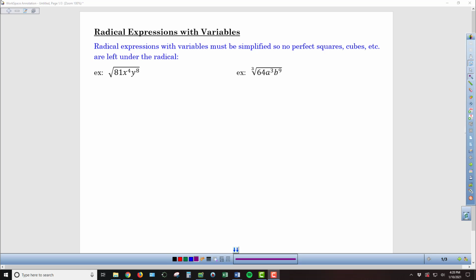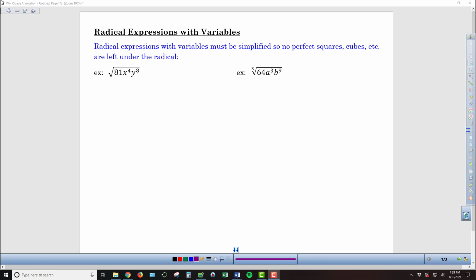Just like with numbers, when we simplify radical expressions that have variables in them, we can't leave any perfect squares of variables or perfect cubes or anything like that. Those need to be taken out as well. So in the first example, we've got the square root of 81 and then x to the 4th and y to the 8th.